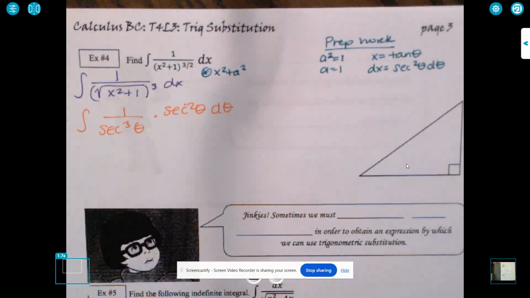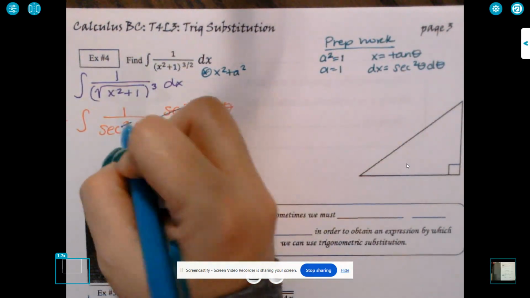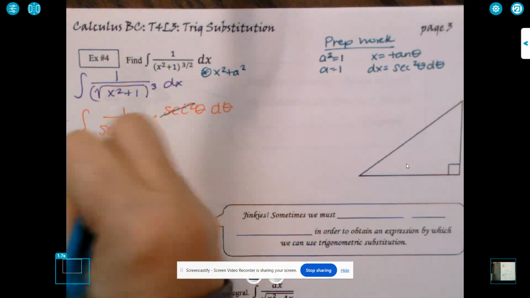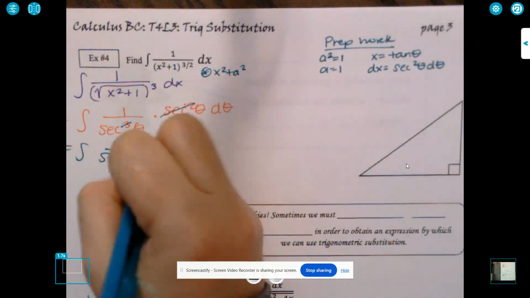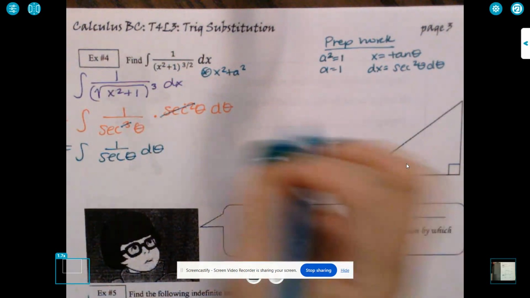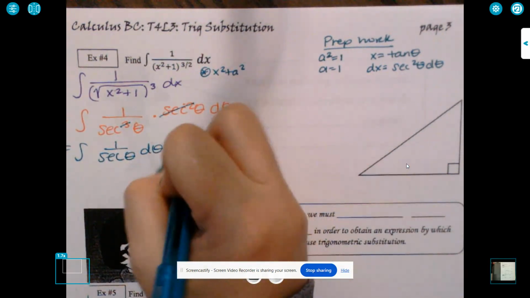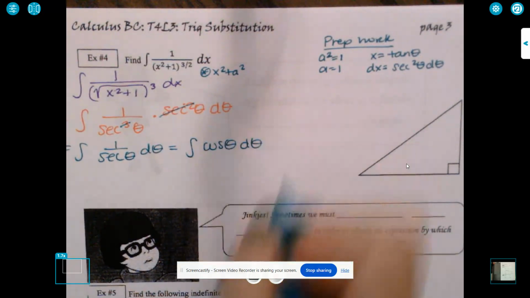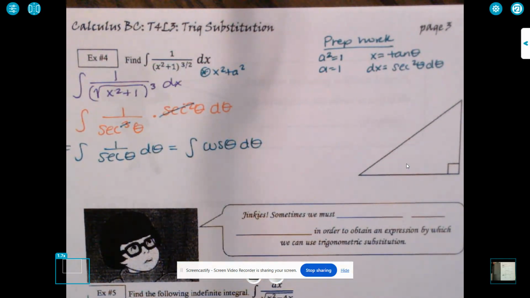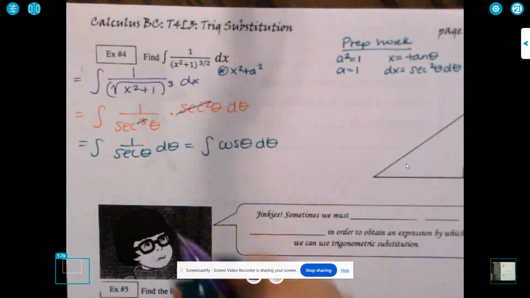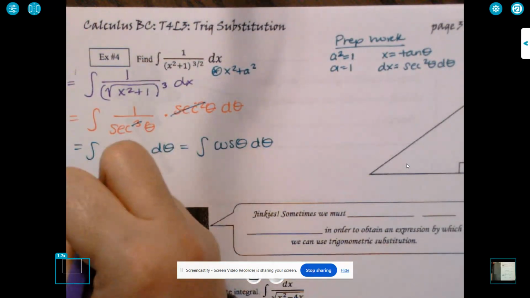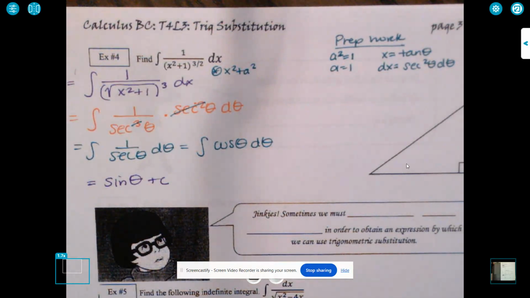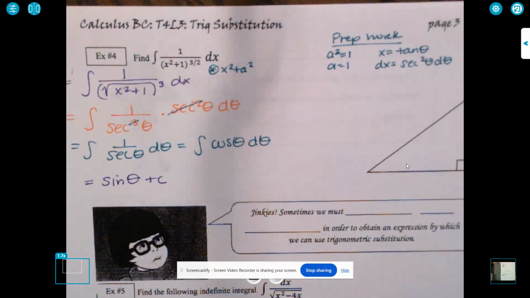And now we're going to simplify those. So the secant squared is going to cancel with 2 of these, leaving me with the antiderivative of 1 over secant theta d theta. And we know 1 over secant is the same thing as cosine. And then if we take the antiderivative of cosine, we know we're going to get sine theta plus c. All right, but again, now we're in theta, we need to go to x.